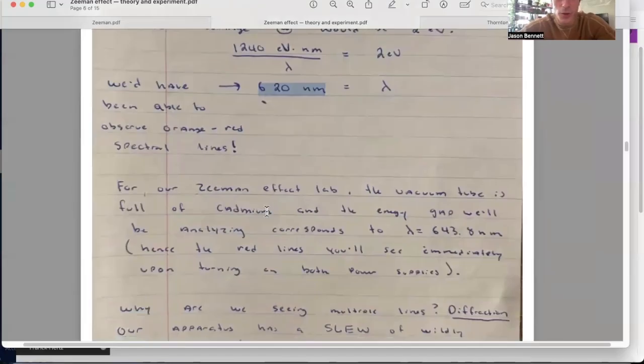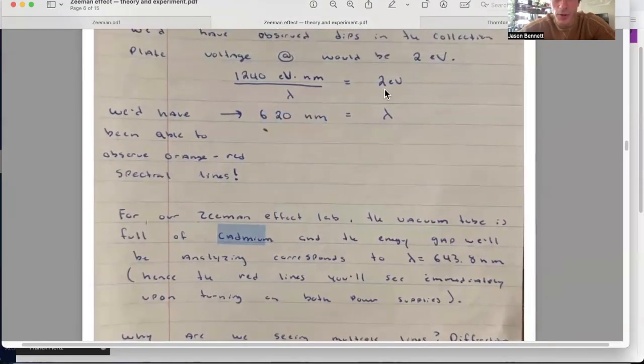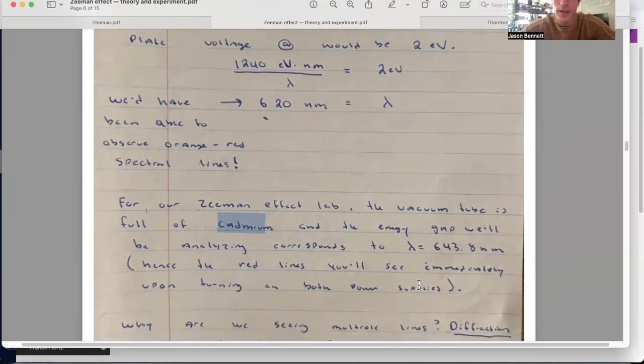For us, our source is not mercury, but cadmium, and the energy gap corresponds to a wavelength of 643.8 nanometers, which is a red line. So as soon as you turn on both the power supplies, you will see the red lines. I'm saying lines. Why lines? Why are there multiple lines?